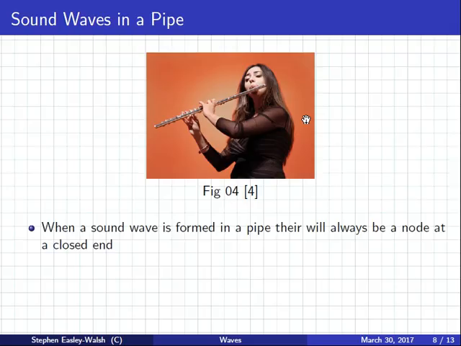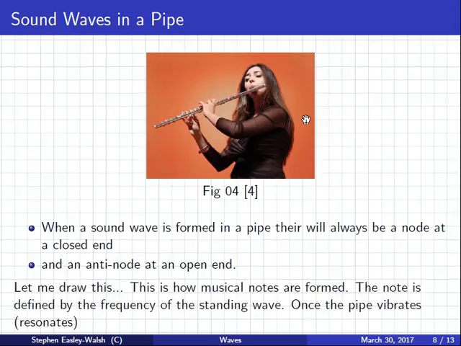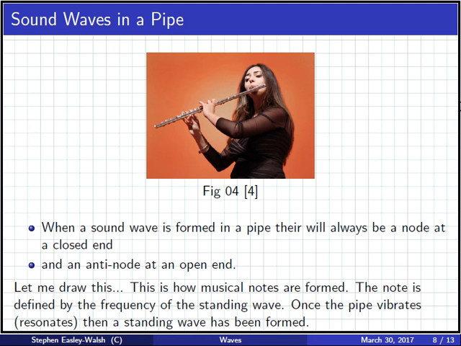Right. Now, you can get sound in a musical instrument using air instead of a string. And when a sound wave forms in a pipe, there'll always be a node at the closed end and an antinode at the open end. And I'll draw that to show you exactly what I mean. And this is how you can make musical notes. The pipe resonates or vibrates at these harmonics. So, what I mean by nodes and antinodes here, if you had a pipe, oh come on.